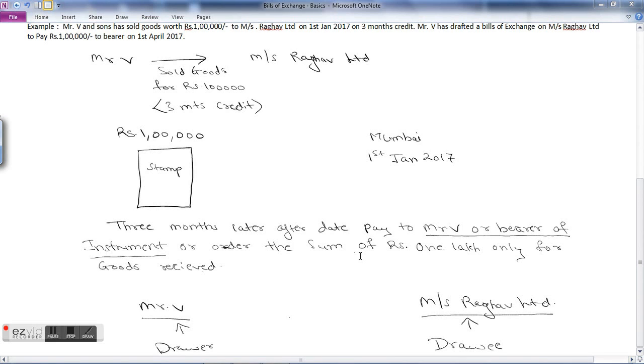Okay, it's a legal document. So if in case Mr. V is in need of money, he can present this bill of exchange to his bank, and what the bank will do is, bank will deduct a certain amount of discount on rupees 1 lakh, and then it will pay Mr. V the amount, deducting the discount, that is a net amount, immediately. Okay, so it's like receiving a loan against this bill. Okay, now let's see how it works.